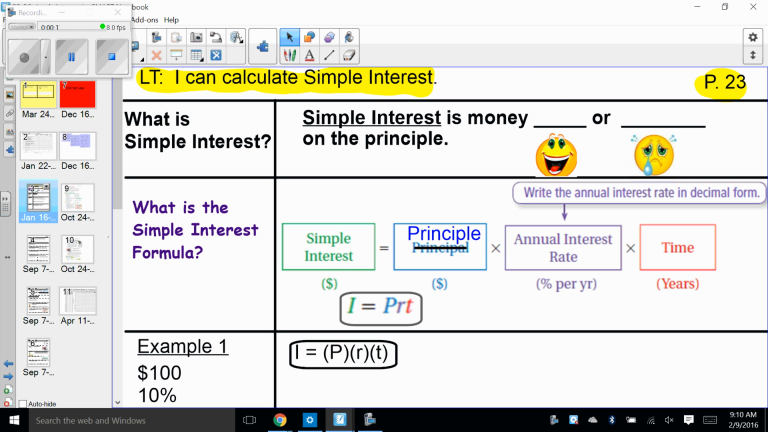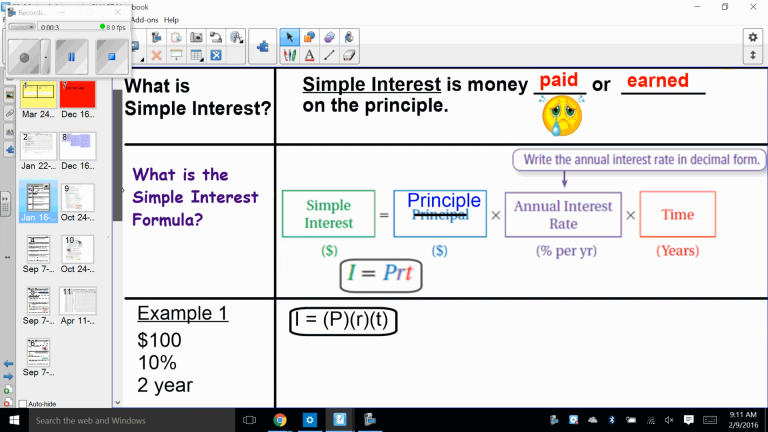Simple interest is money that you pay or that you earn on the principal. Now, if it's money that you are given that you earn, it's a good thing. If it's money that you have to pay, it's kind of a bad thing. So it kind of works both ways. Most often, it's a negative experience for us when we talk about interest. Very rarely is it a positive experience.